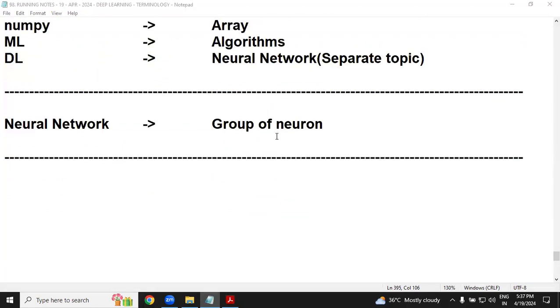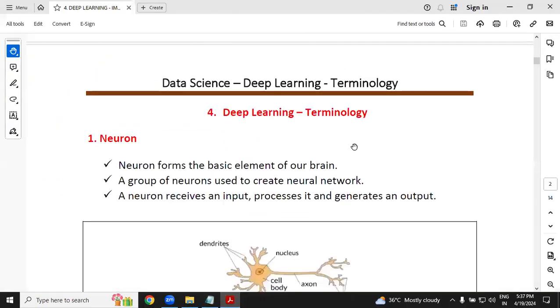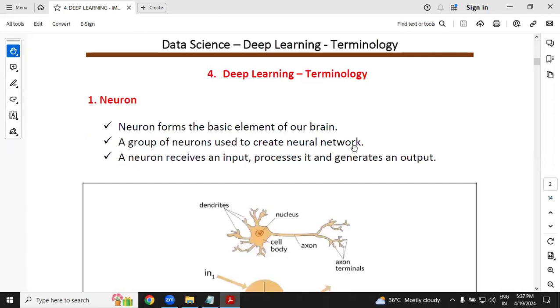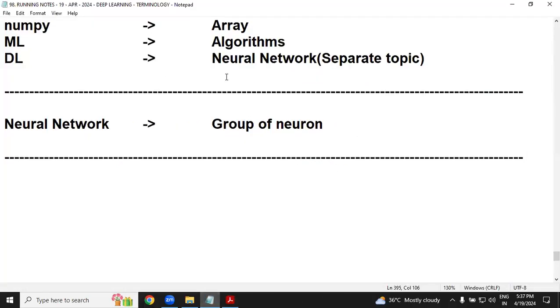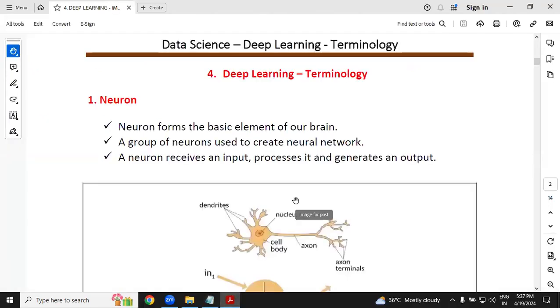Recently I told you, right? Elon Musk created one small chip. He planted it in the brain. He used the topic called neural network. His website name is also Neuralink. Anyway, let's move on.